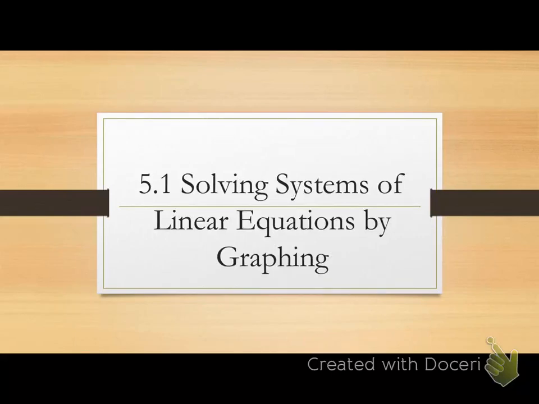Chapter 5, Section 1. Chapter 5 is all about systems of equations. We'll get into what that means here in a second. There are three ways that we'll look at to solve systems of equations. Today we're going to talk about the first method, which is solving systems of linear equations by graphing. So we've got to graph some today.